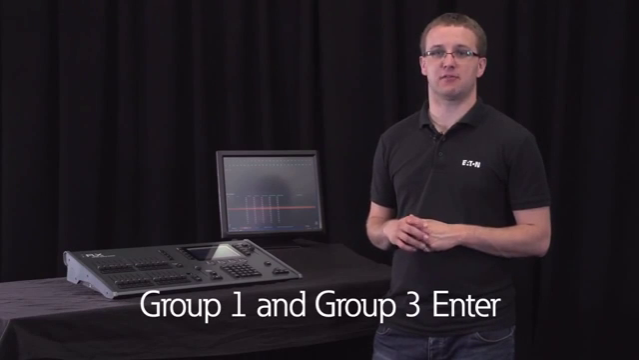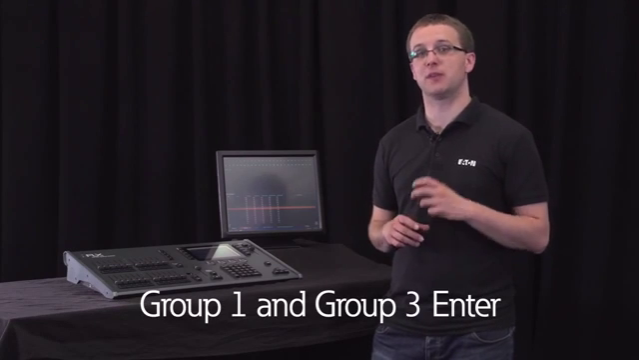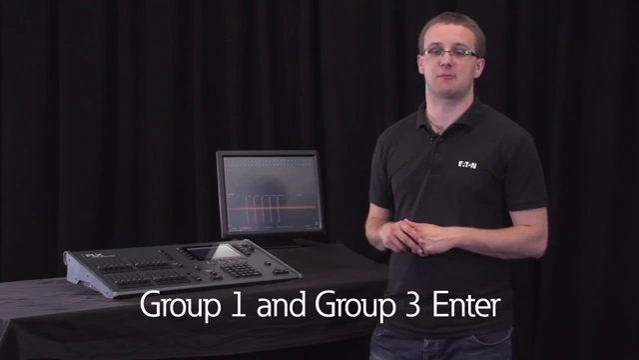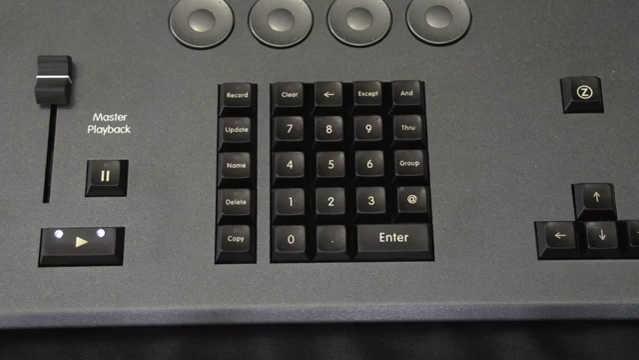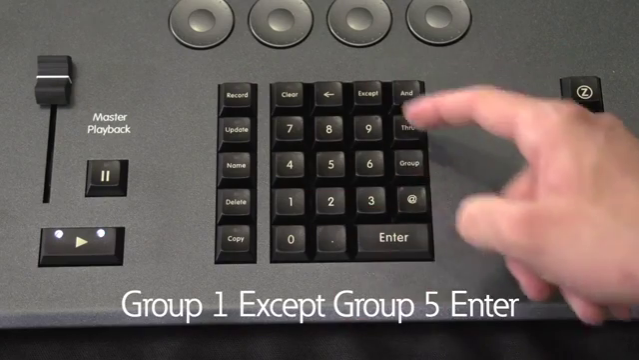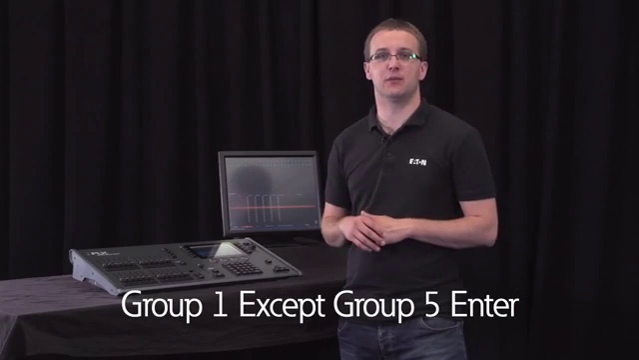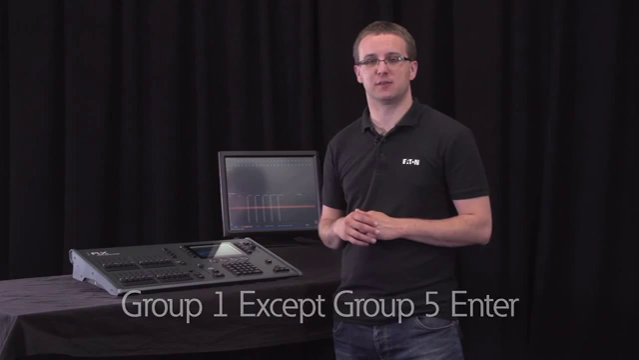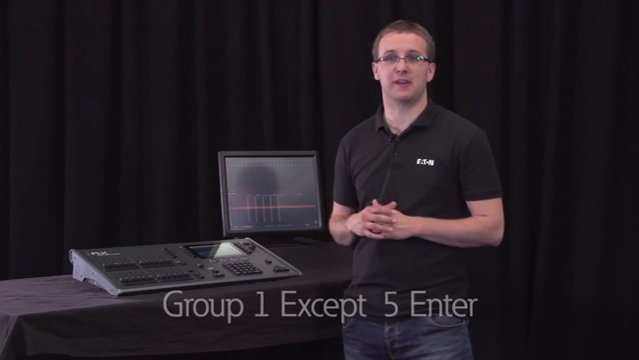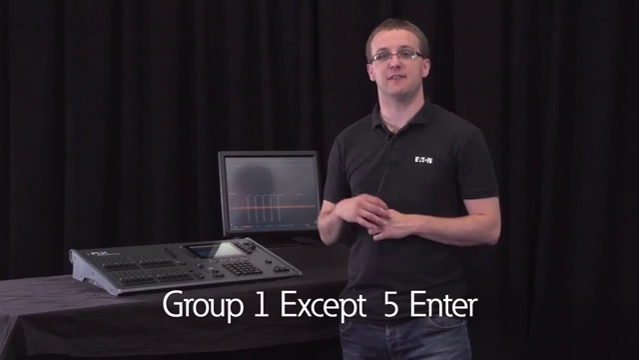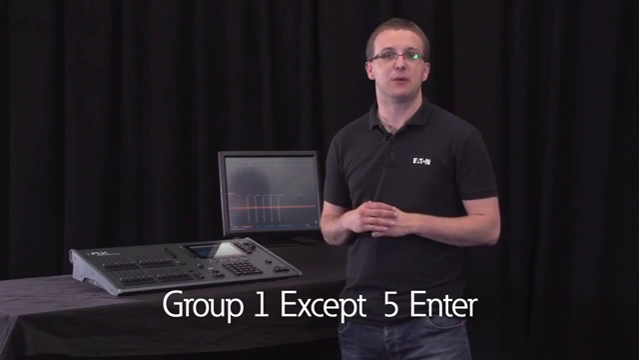Group 1 and 3 enter selects all the channels within group 1 and also channel 3, because we didn't type group in front of the number 3. Group 1 except group 5 enter will select all the channels within group 1 except for any channels that are also in group 5. Group 1 except 5 enter selects all the channels within group 1 except for channel 5, because again we didn't type group in front of the number 5.